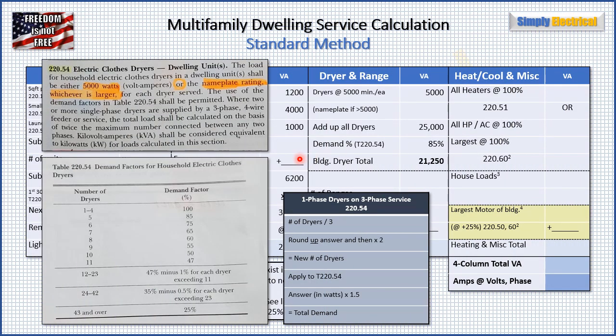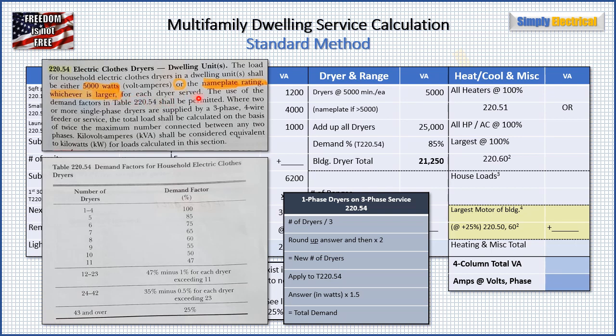Okay, moving on to the dryer and range column. We'll take the dryer first. We've got Article 220.54, which discusses electric clothes dryers for dwelling units. It says the load for household electric clothes dryers in a dwelling unit or units shall be either 5,000 watts or VA or the nameplate rating, whichever is larger, for each dryer served.